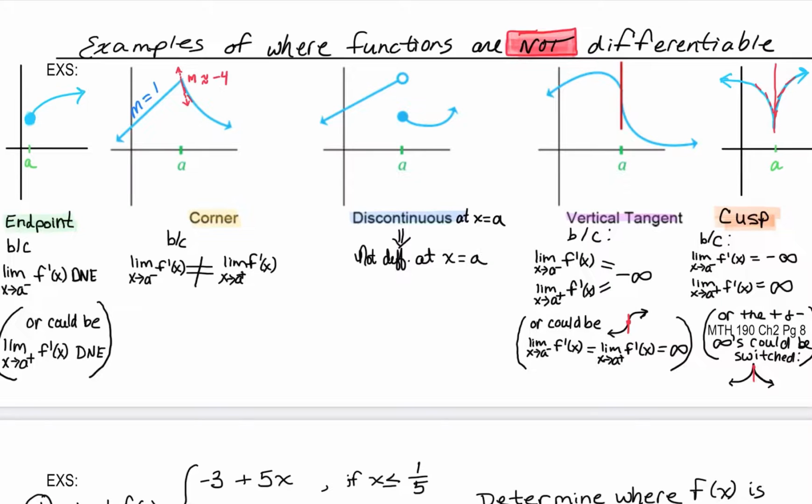All right, we're going to end with a couple of examples from the homework actually, and we're going to be looking at where functions may or may not be differentiable when we're actually given not just the graph, but the function itself, the algebraic form of the function. So our first one here is going to be a piecewise function.